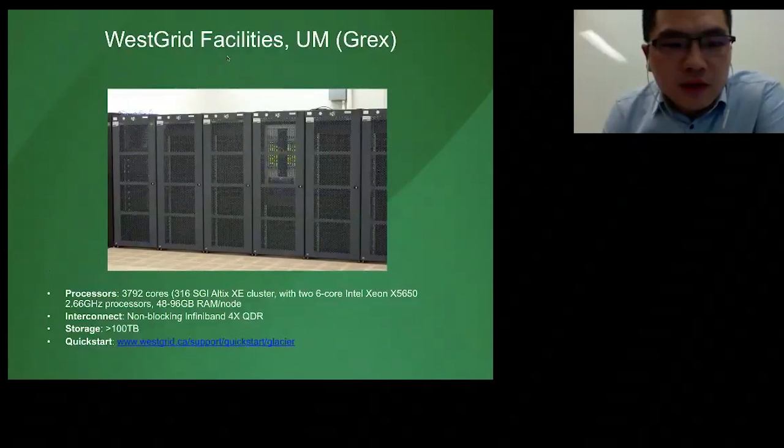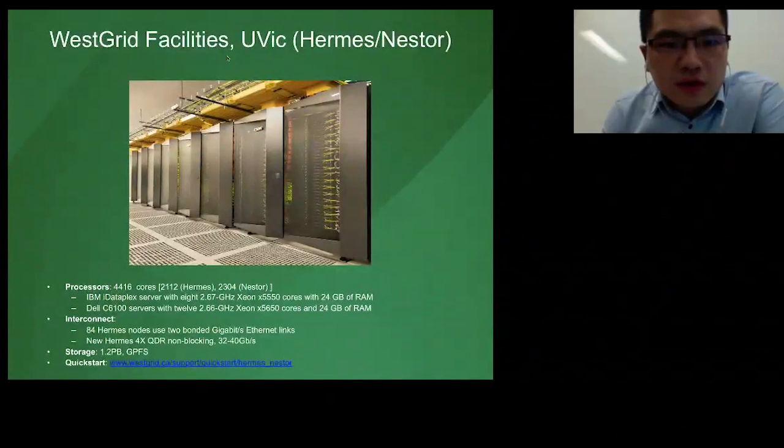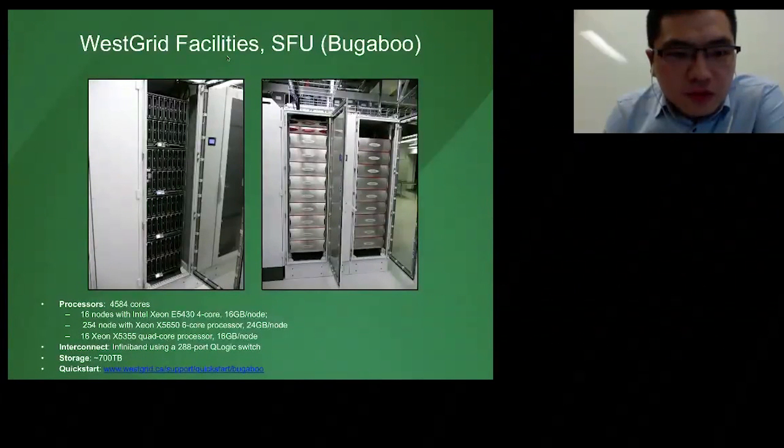Grex at the University of Manitoba has 392 cores and about 100 terabytes. Hermes and Nestor at Victoria have in total 4,416 cores and 1.2 petabytes of GPFS storage space. Bugaboo at SFU has 4,584 cores and 700 terabytes.